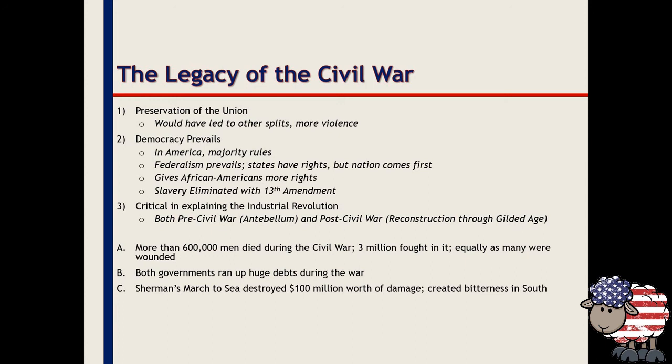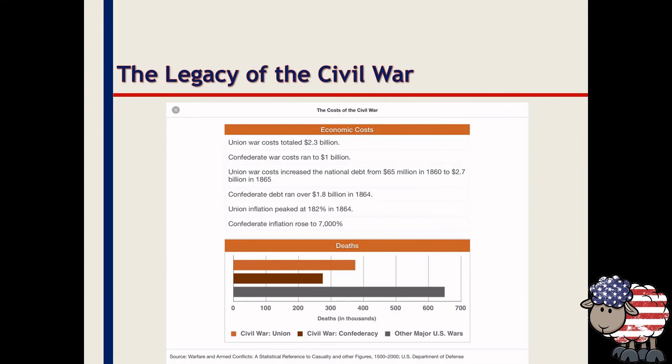And then there's the rapidly expanded role of government in running the nation, especially with Lincoln's use of executive powers and authority to maintain the Union. Those powers are expanded. The economic cost was $3.3 billion in total: $1 billion for the Confederacy, $2.3 billion for the North. It increased the national debt from $65 million in 1860 to $2.7 billion. The Confederacy alone ran up a debt of $1.8 billion in 4 years. Inflation in the North was 182%, and inflation in the South, 7,000%.